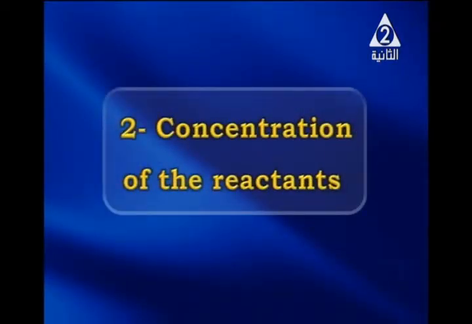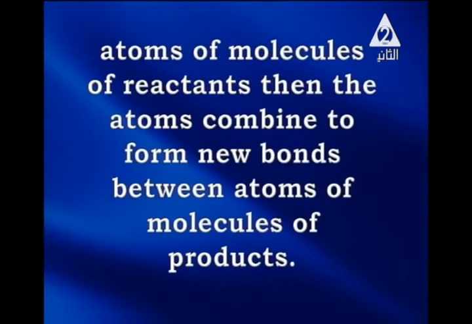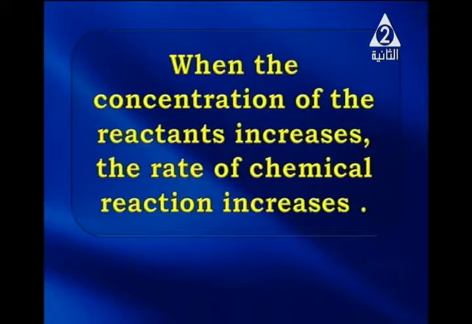Now, my dear students, we are going to discuss the second factor that affects the rate of chemical reaction, which is the concentration of reactants. The chemical reaction takes place through collision between molecules of reactants until the bonds between the atoms of the reactant molecules break. Then these atoms combine to form new bonds between the atoms of the product molecules. So when the concentration of the reactants increases, the rate of chemical reaction increases.